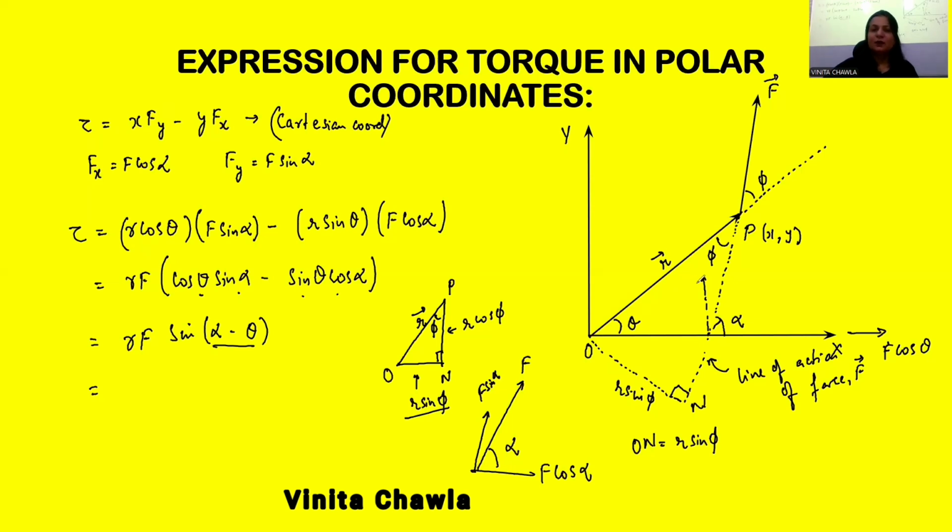See, look at this. How are alpha, theta, and phi related? Look at this triangle. Alpha is the exterior angle, and we can write the exterior angle as the sum of the two interior opposite angles. So alpha is theta plus phi. Alpha is the exterior angle for this triangle. So we can write alpha minus theta as phi. So this is nothing but rF sin phi, or we can write this as F into R sin phi. And R sin phi is this ON.